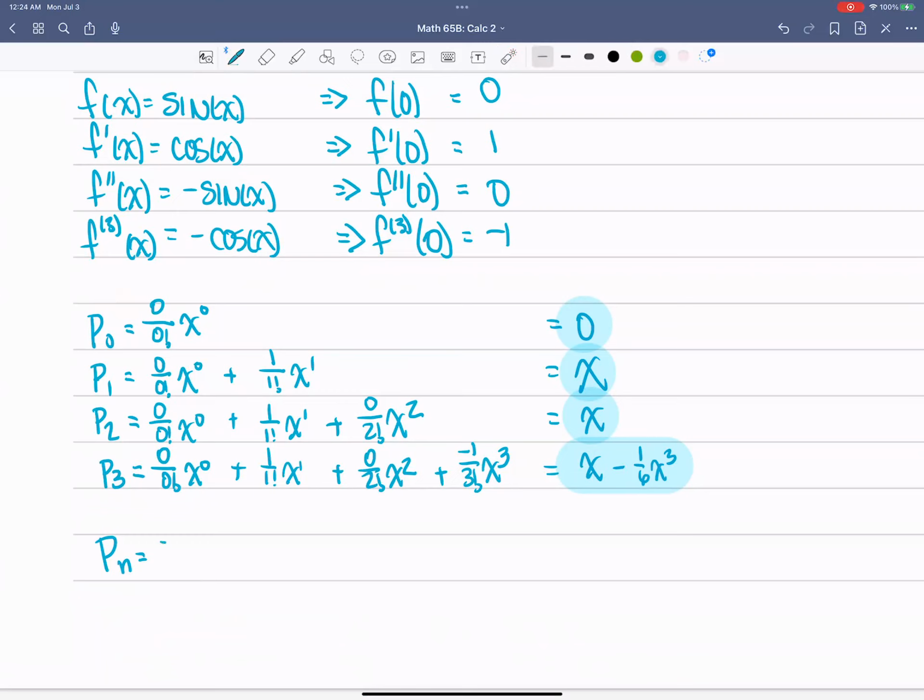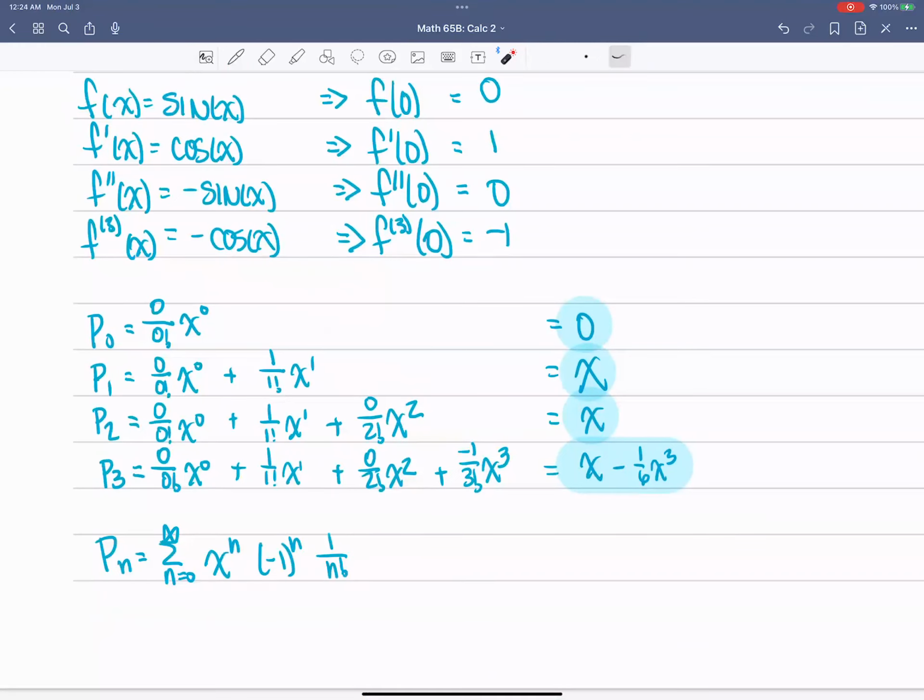So alternating, we have the sum as n goes from 0 to infinity. The first function we have is going to be x, so that is x to the power n. They alternate because we have our positive, we have our negative, so we have to throw that in there too. So negative 1 to the power n. And we have our factorials, so 1 over n factorial.